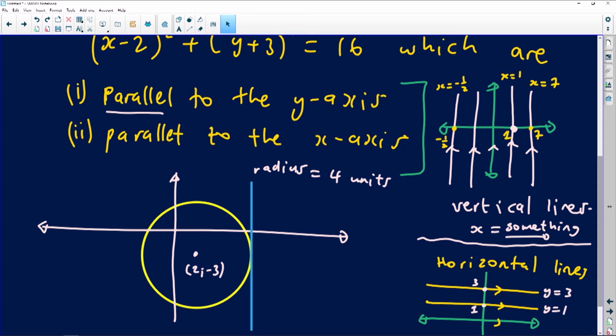But this is not going to be the only line parallel to the y-axis that is tangential to the circle. We can have the other one on the far left of the circle. So let's have that one as well.